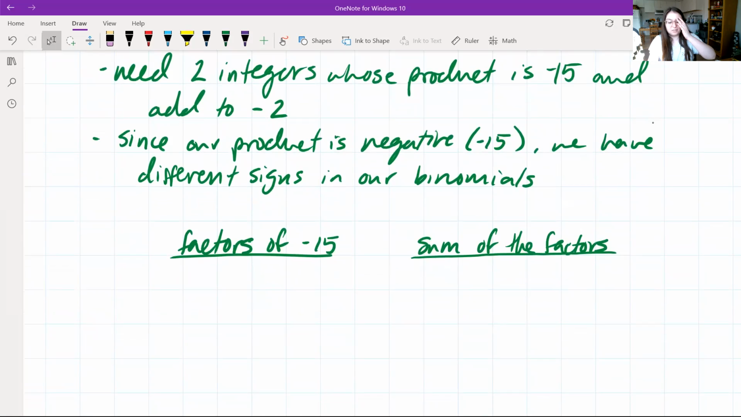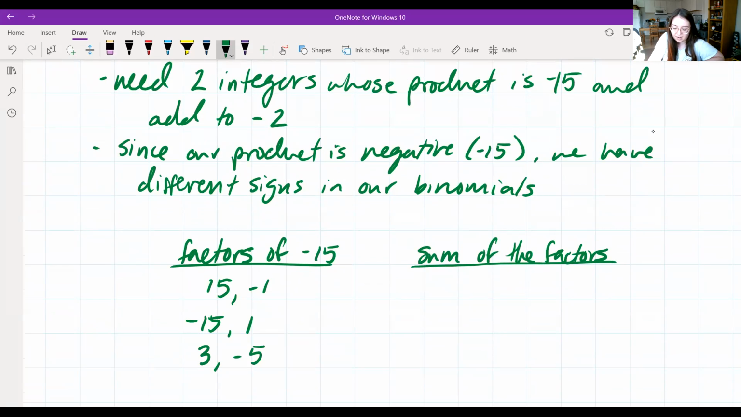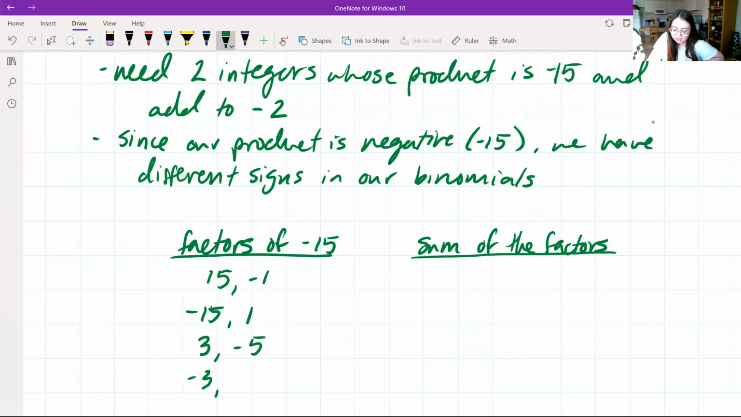So factors of negative 15, we have to consider 15 and negative 1, negative 15 and positive 1, 3 and negative 5, and negative 3 and 5. Since we see our only factors of 15 are all positive numbers, this is going to be 1, 15, 3, and 5. But we know they have different signs, so we have to consider each difference here.